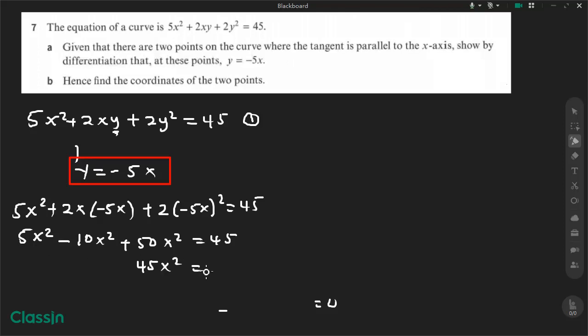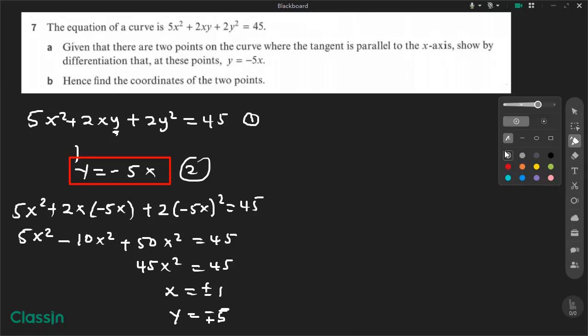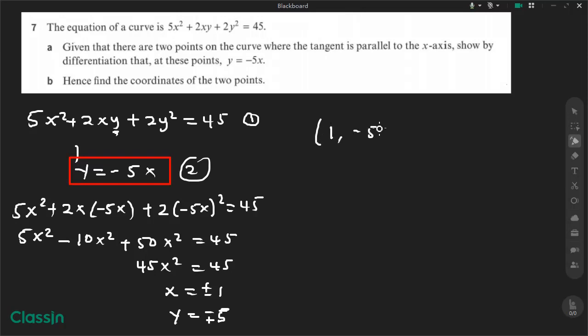So x squared equals 1. So clearly x will be plus or minus 1. And remember, y equals negative 5x. So y will be minus or plus 5. Because when x is positive 1, y is negative 5, and when x is negative 1, y is positive 5. So the 2 points are when x is positive 1, y will be negative 5, and when x is negative 1, y will be positive 5. So these are the 2 points.